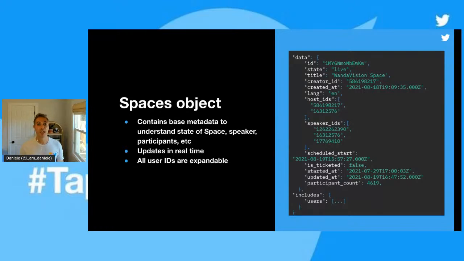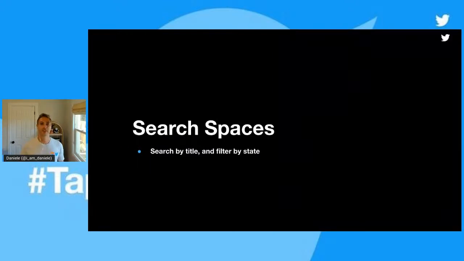In Spaces, we have 4 endpoints, and they are divided into 2 groups of functionality. The first is search spaces. It allows you to search by title of the space and by its running state, live or upcoming. You can schedule spaces up to 14 days in advance. And so you can have people sign up for a notification when you do that. So when the space is about to start, those users, your listeners, will receive a notification.